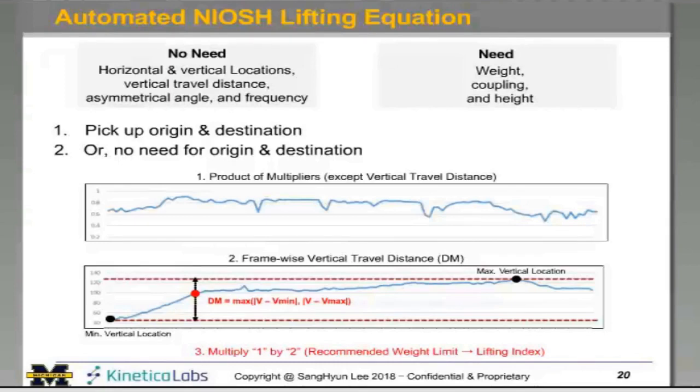So for example, the first step is we are going to identify the product of the multipliers except the vertical travel distance, frame by frame. And then, because now we have a vertical location, we can also identify the vertical travel distance of each frame. So for example, for a certain frame like you see here, we know the minimum vertical location and maximum vertical location. You can get the difference and take the maximum to give the distance multiplier. And then you multiply 1 and 2, and you will get the recommended weight limit or lifting index on a frame by frame basis.